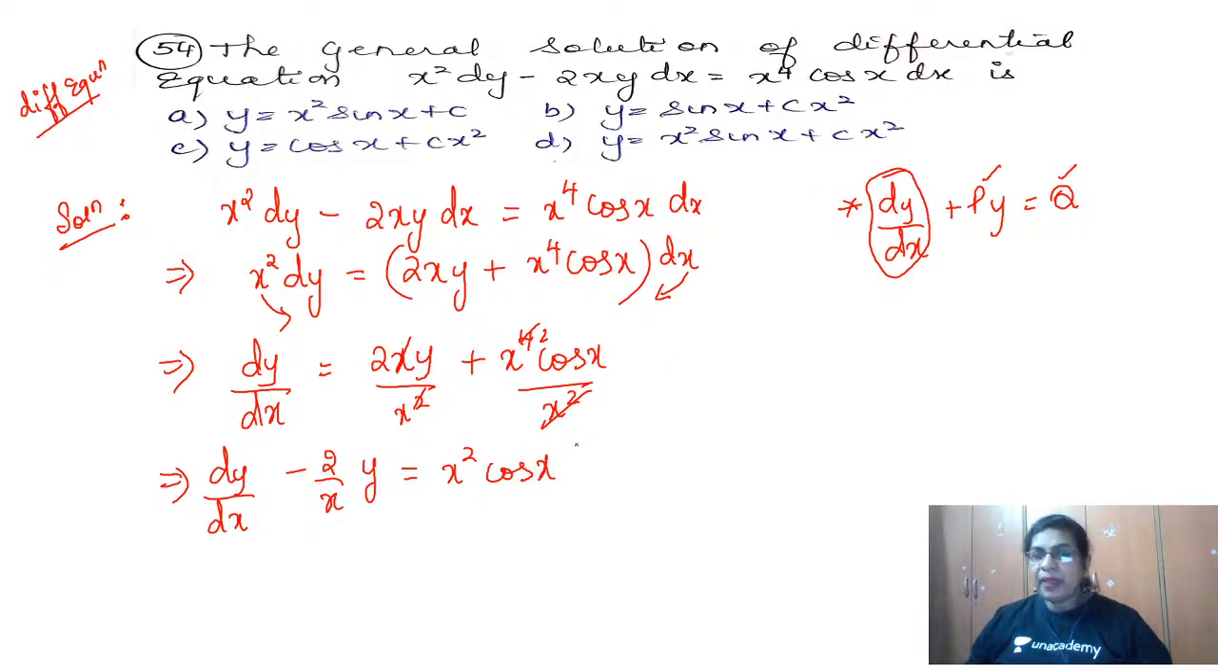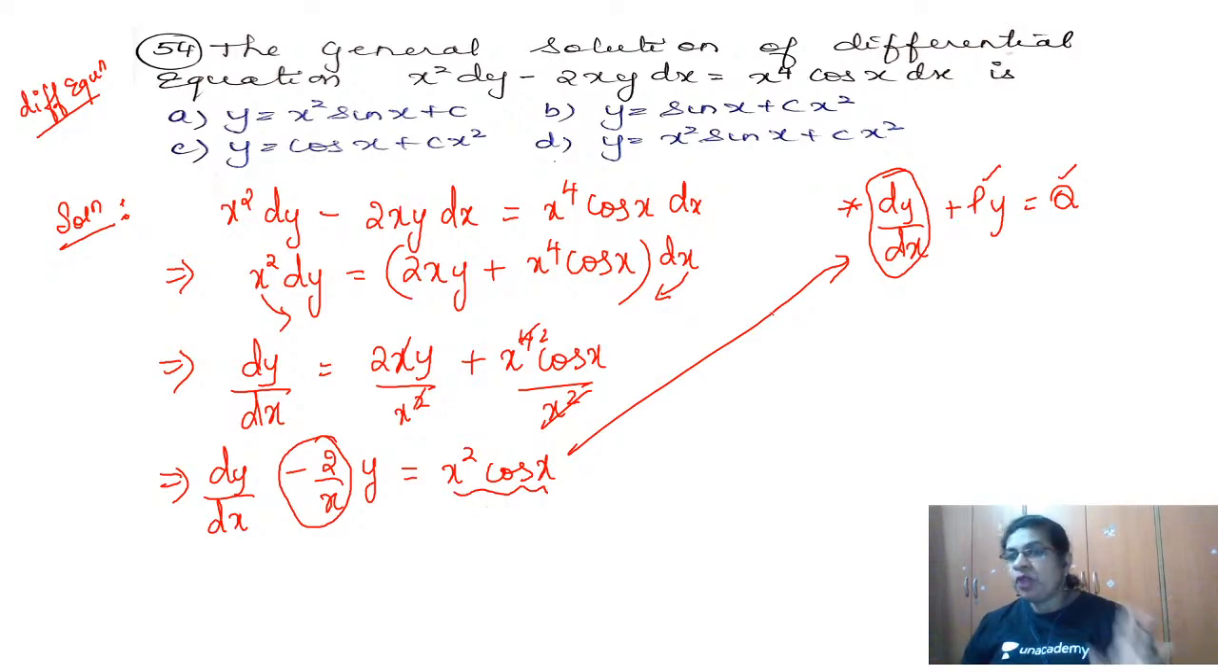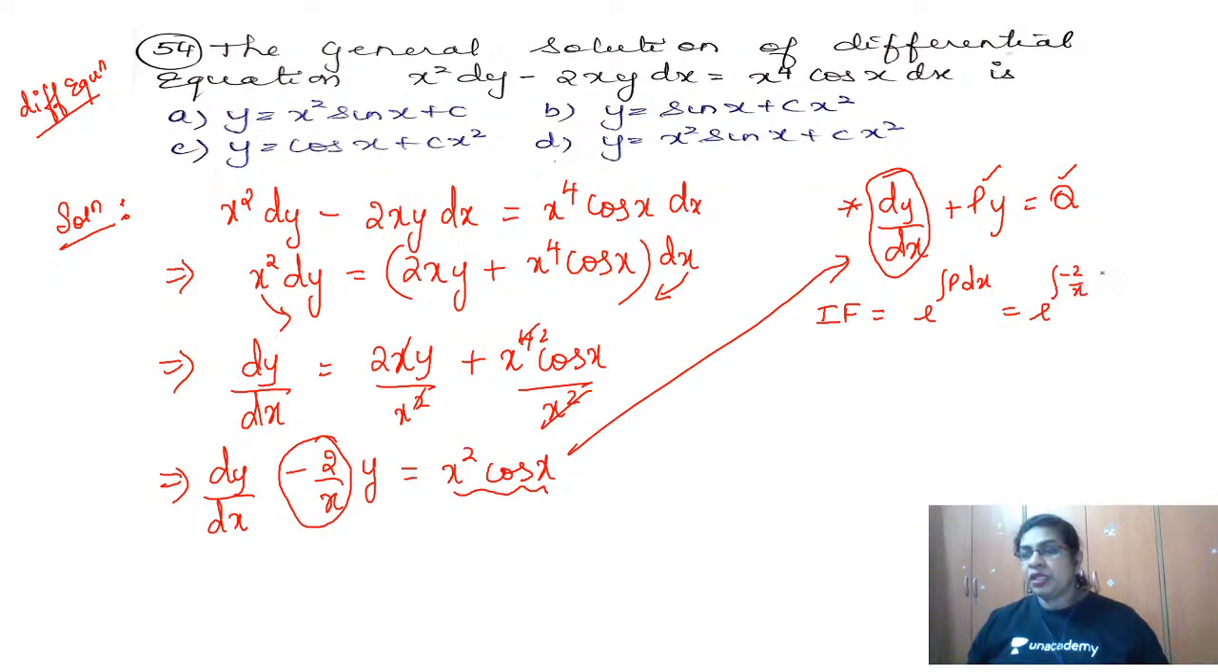So now compare it in this form. It is of the form dy by dx plus p into y is equal to q. So p is my minus 2 by x. So once it is in this form, what is my next step? Next step is integrating factor. How are we finding the integrating factor? It is e power integral p dx. So that is equal to e power integral, who is p now, minus 2 by x dx.